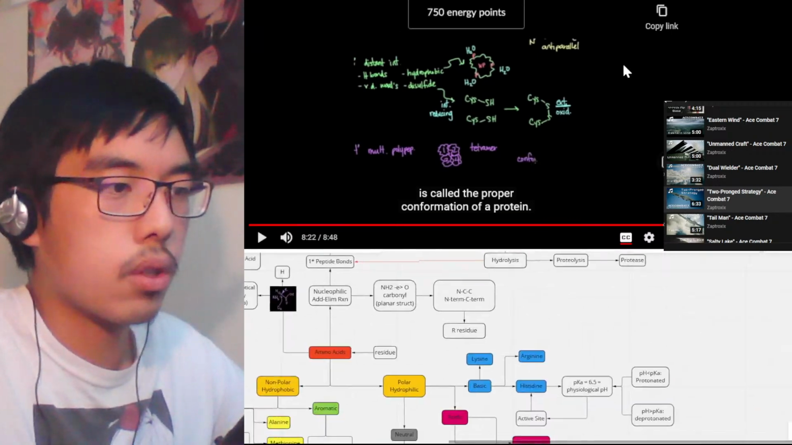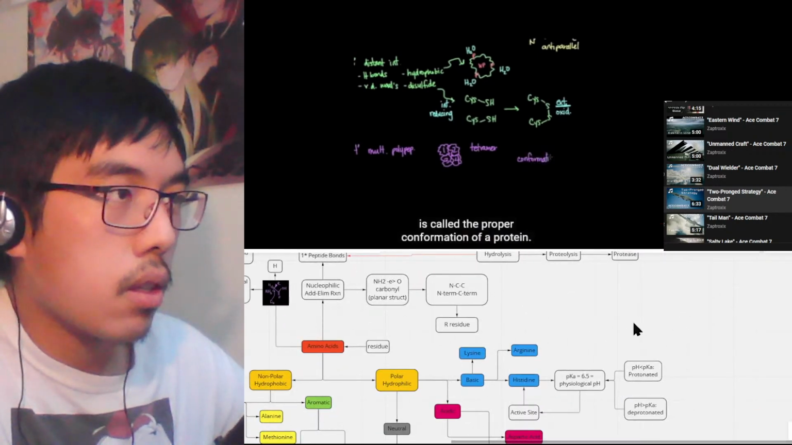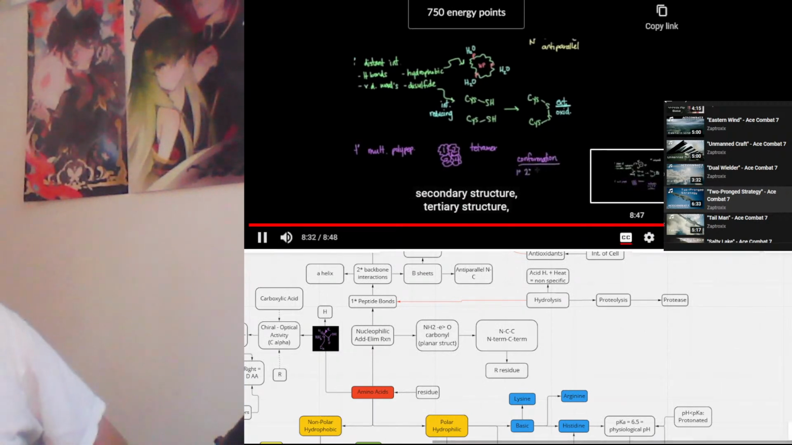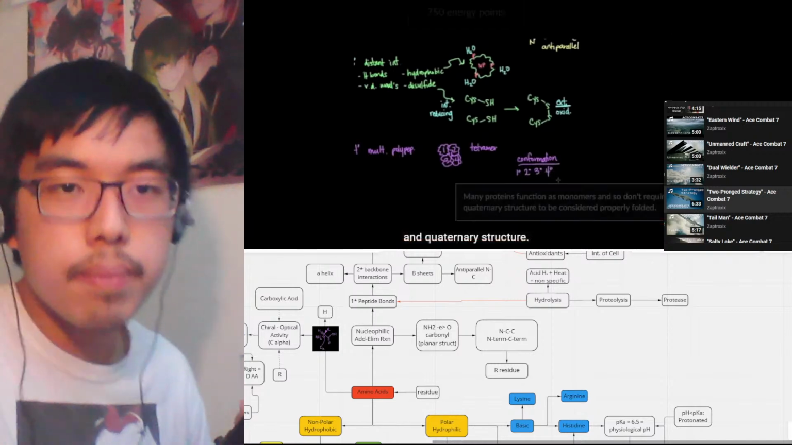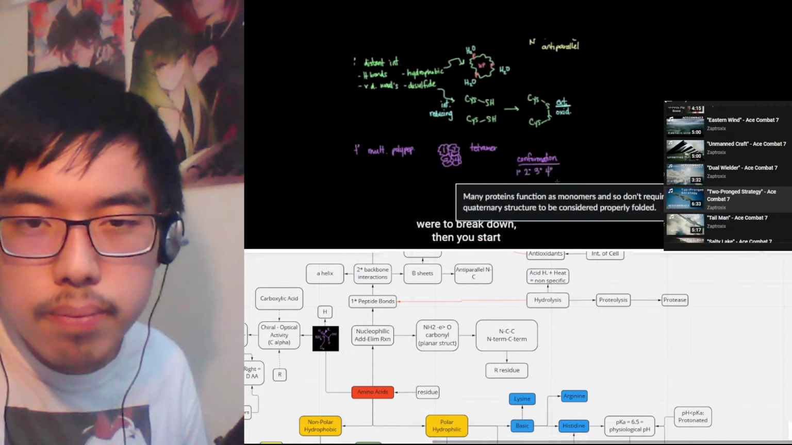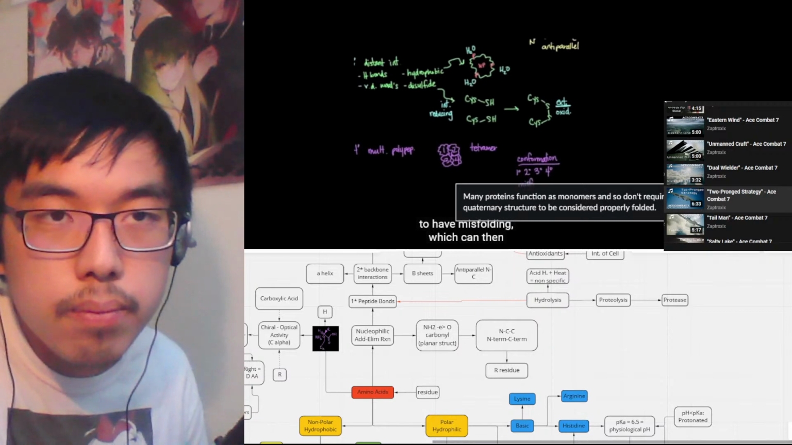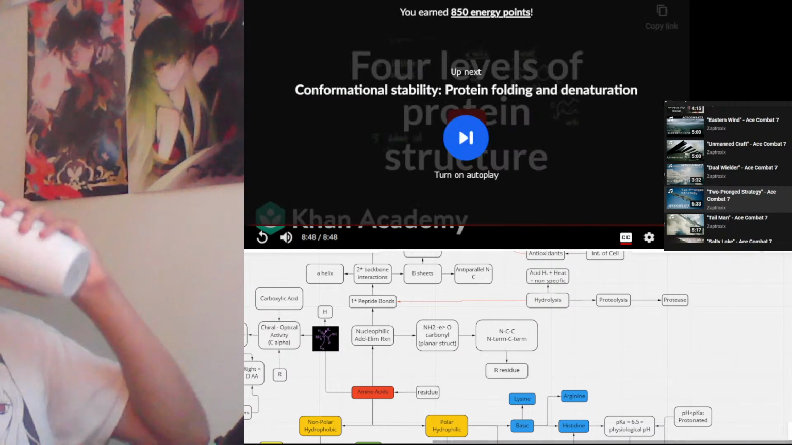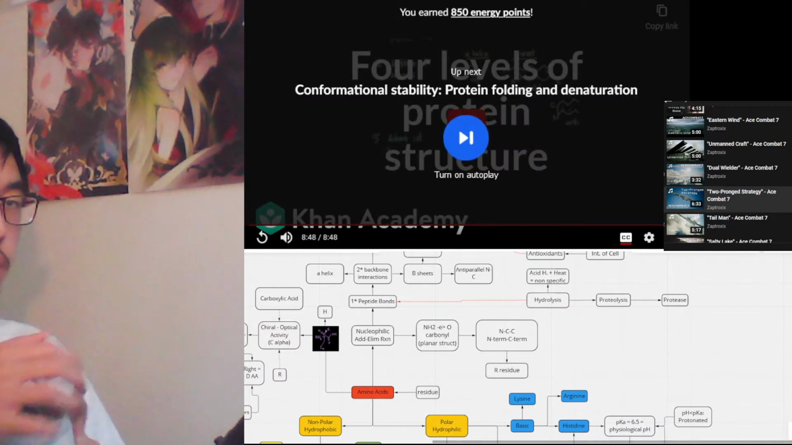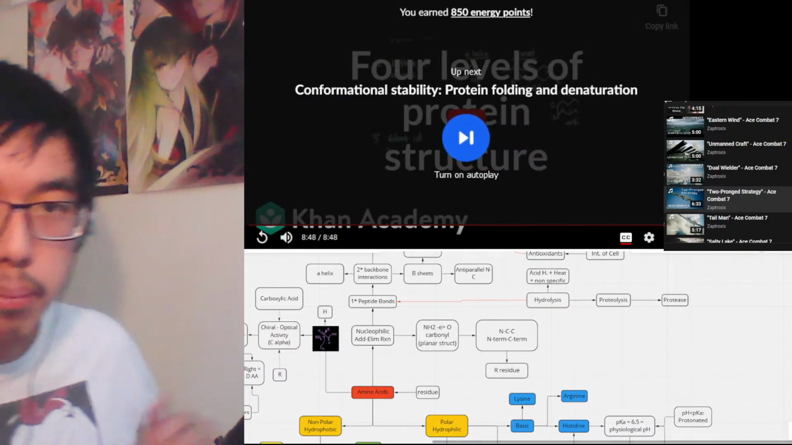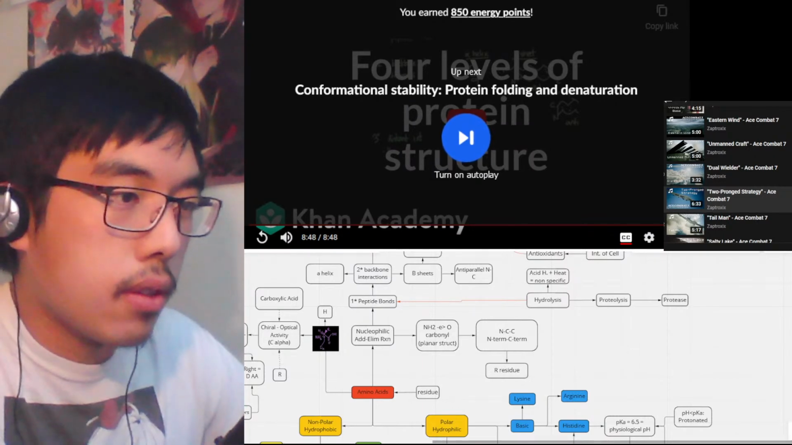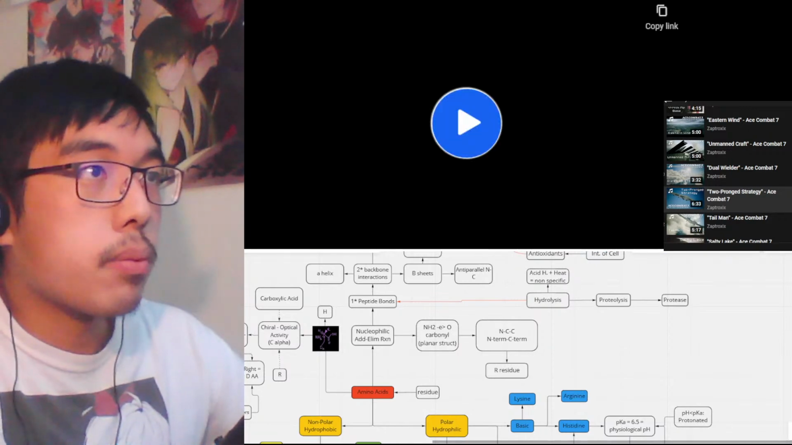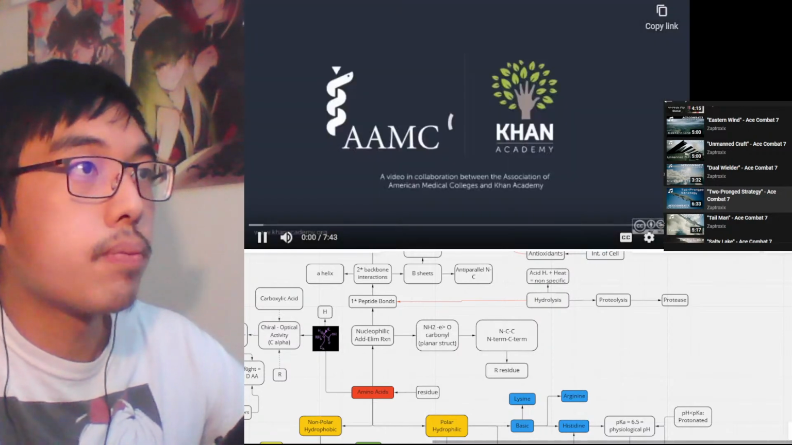Not super important information. To achieve the proper conformation of a protein, you must have the correct primary structure, secondary structure, tertiary structure, and quaternary structure. And if any of these levels of protein structure were to break down, then you start to have misfolding, which can then contribute to any of a number of disease states. Yep, misfolding bad. Very cool. Unless we want to misfold on purpose, in which case it's good.